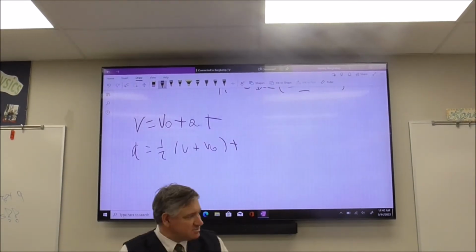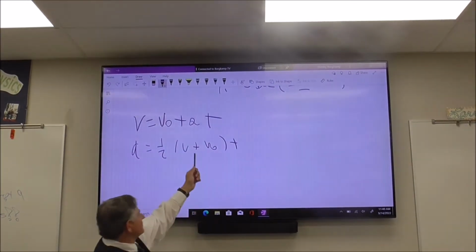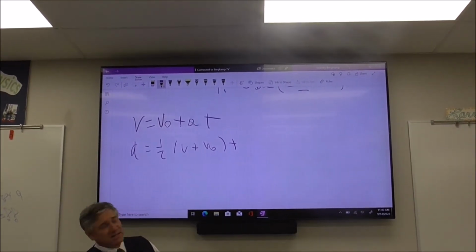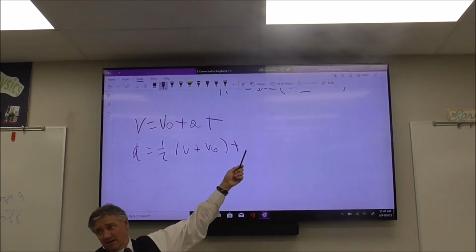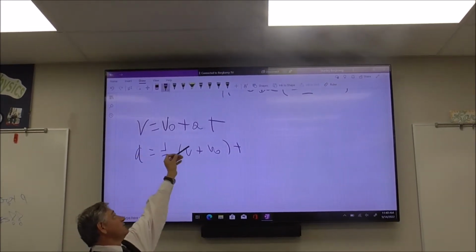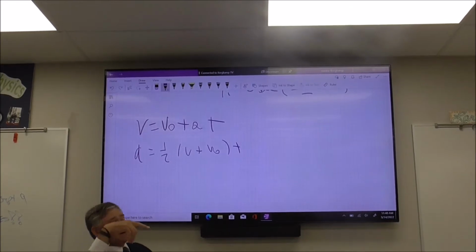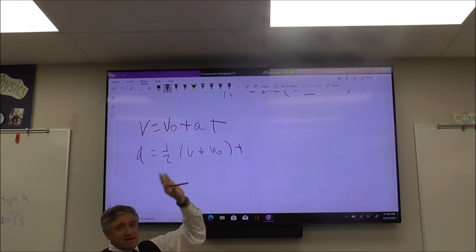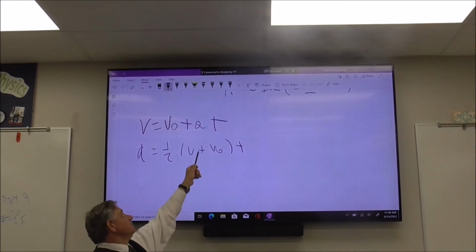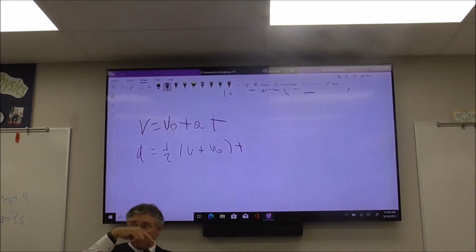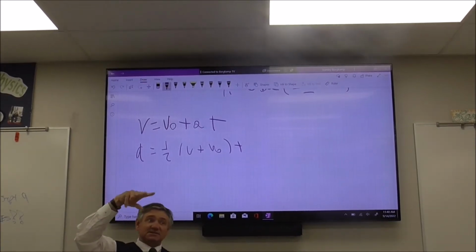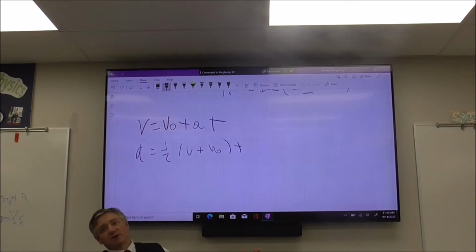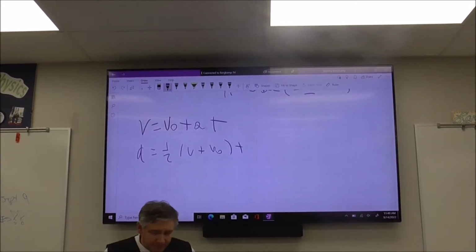Be careful with this one, because for some reason kids tend to subtract these values, even though this is written as plus, okay? I don't know if it's because you're used to solving for acceleration, and acceleration is v minus v naught over time, okay? But this is a handy equation to have, so just be aware that that's a plus and not a minus, okay? Because again, just think it through. I'm finding the average of two velocities. How do I do that? I add the two numbers together, I divide by 2, okay?